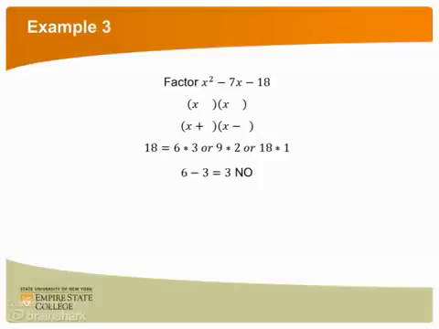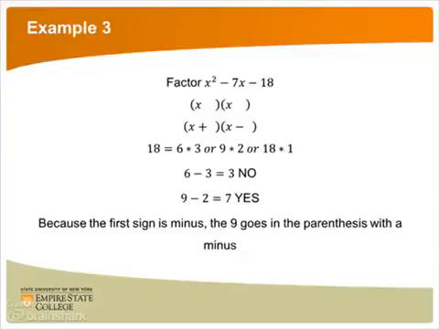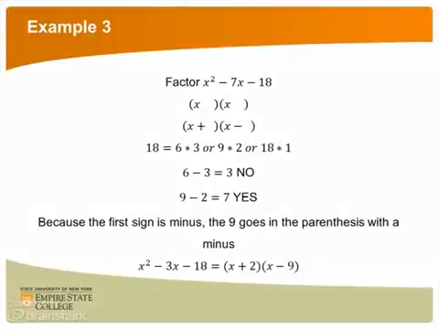6 minus 3 is 3, so that pair is out. 9 minus 2 gives us the desired 7. Because we had a minus 7, the larger factor goes in the parentheses with the minus sign. So factoring x squared minus 7x minus 18 gives us x plus 2 times x minus 9.